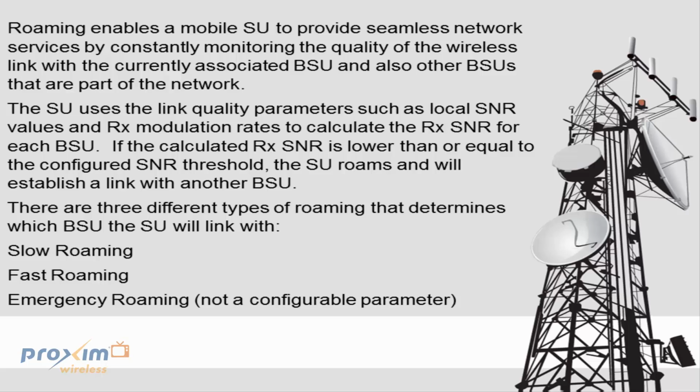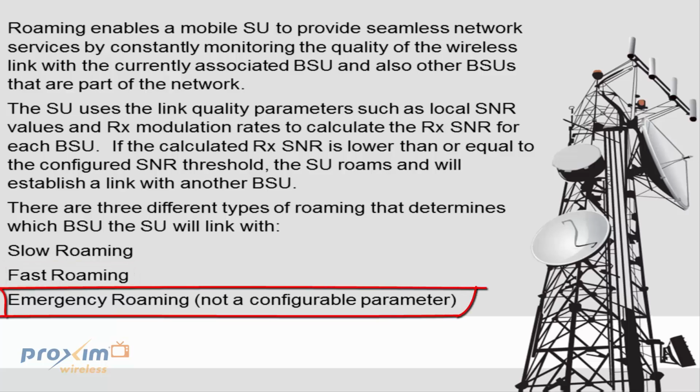There are three different types of roaming parameters to determine which BSU the SU will link up with. We have slow roaming, fast roaming, and emergency roaming. Emergency roaming is not a configurable parameter. We're going to go ahead and cover these later on in the video.